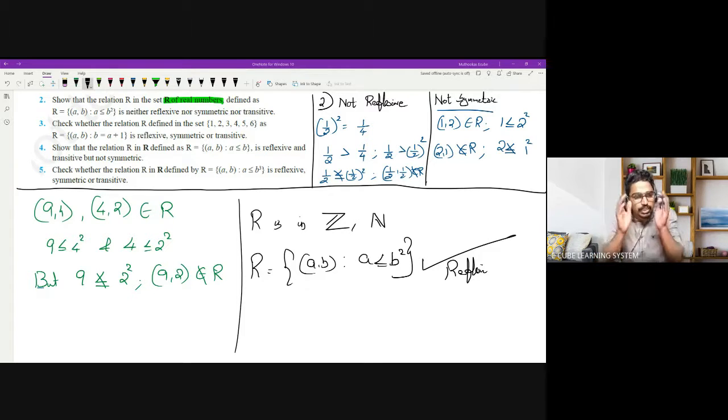The only group which violates the condition for reflexivity is the fractions. It is very important in which set the relation is defined, because when the set changes, even though the definition is the same, the type of the relation changes. Is it clear? Okay. Try the fifth one.